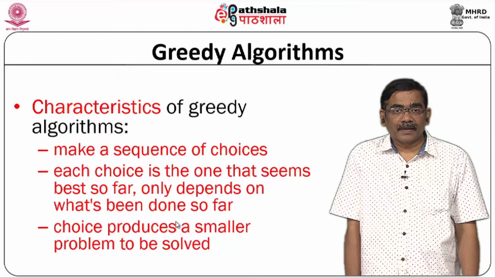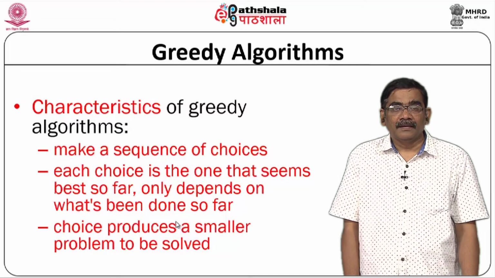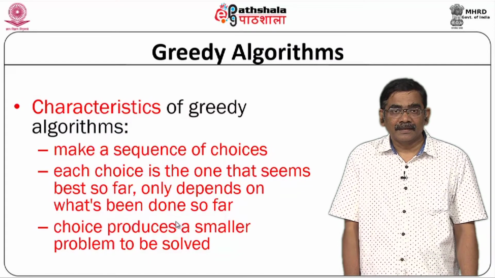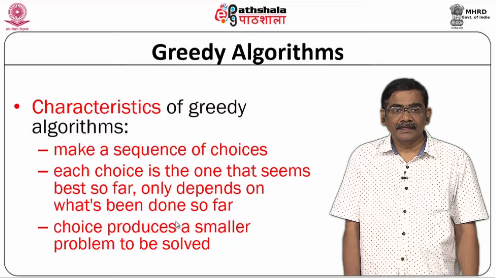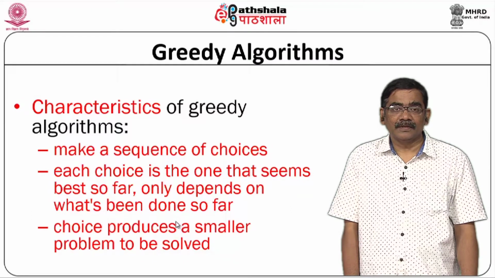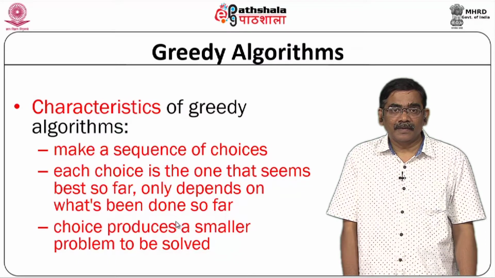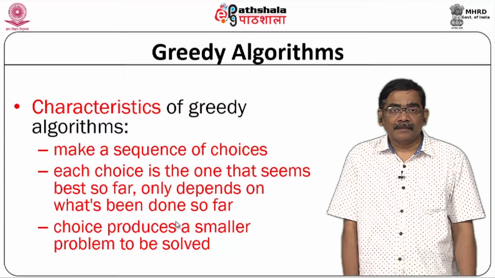So, there may be multiple choices. All the choices form a sequence of choices. That means I have to take a decision at the various stages. Then each choice should be the best choice. This is how the name of the greedy approach evolved. Like a greedy man, what we are trying to do is, given a set of solution choices, we are going for the maximum choice that benefits me.